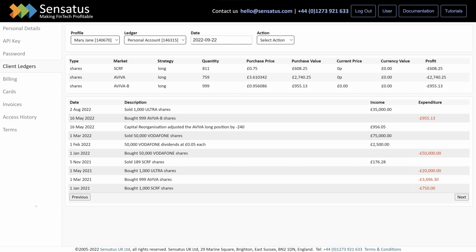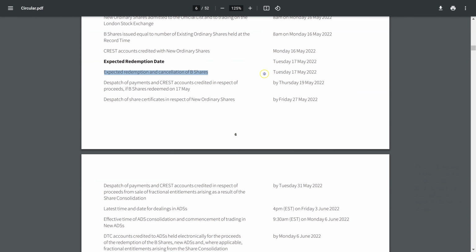£955.13 of cost was apportioned to the B shares, with the cost of the original Aviva holding reduced by £956.05, i.e. the cost apportioned to the B shares plus the 92 pence cash from the fractional return. The cash from the fractional return is treated as small cash as defined by the HMRC, therefore no cost is apportioned to it. The redemption of the B shares on the 17th of May should be treated as a normal disposal of shares.